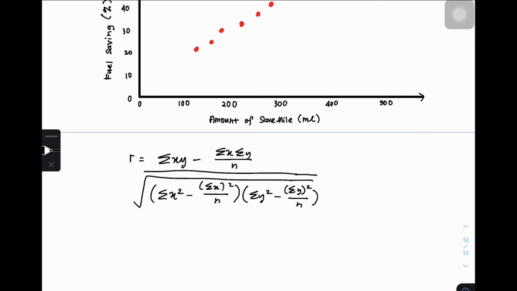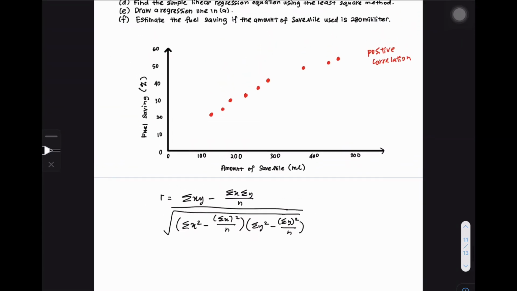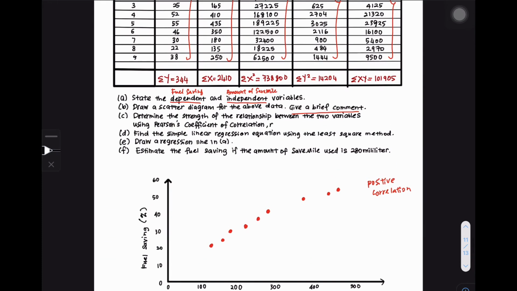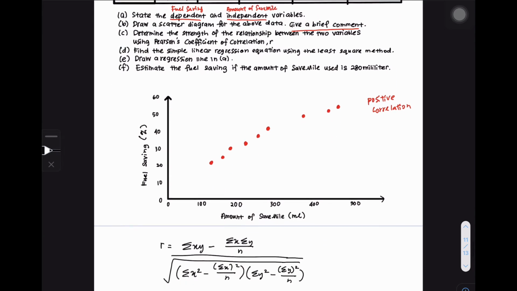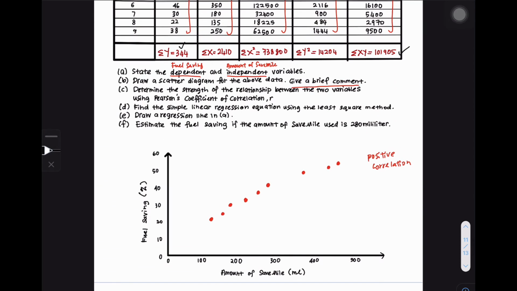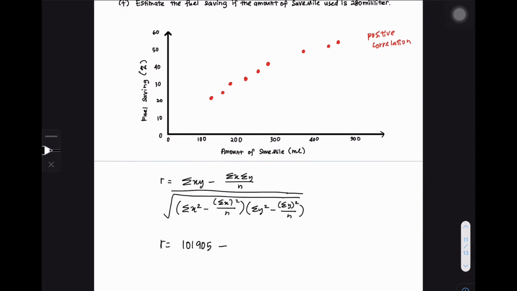Okay, di mana R ini boleh memberitahu kita tentang how strong the relationship between the dependent and independent variables. So that's why we need this table because it's really easy for us untuk kita kira. Okay, so let's masukkan sahaja nilai. Okay, summation XY. So summation XY adalah this one. Okay, we just need to put it inside the formula 101905 minus with summation X darab summation Y. So summation X adalah 2410, summation Y adalah 344.